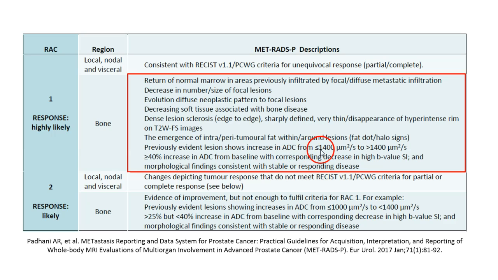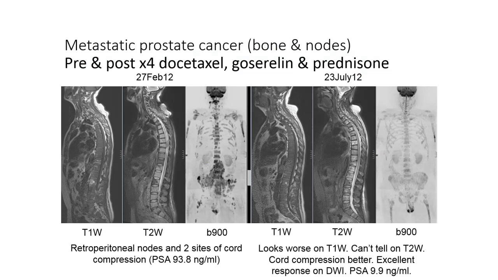So an ADC that starts below 1400 and becomes more than 1400, or even a 40% increase in ADC from baseline values. So here's the same patient that I showed you previously with hormone-sensitive prostate cancer receiving docetaxel, an LHRH agonist, and prednisone. And you can see how the signal intensity decreases on the high B value image, but if you look at the T1, it might even look worse.